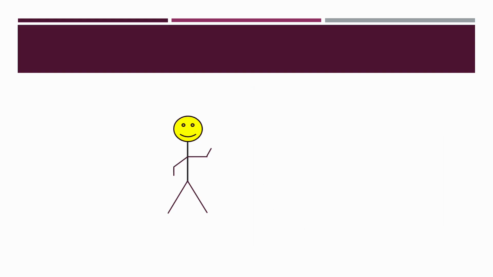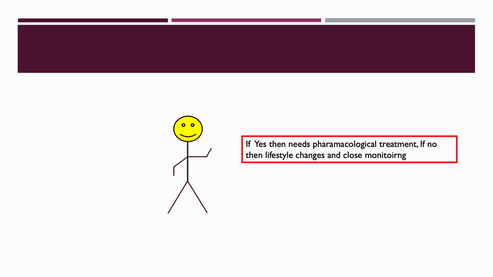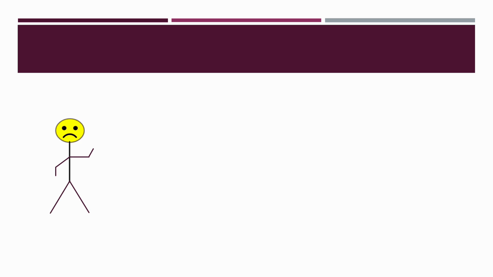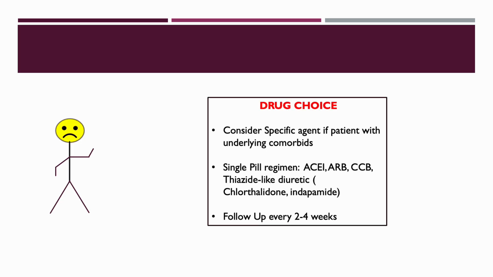If any of these indications is present, then Tom needs pharmacological treatment. If none of these indications is present, then Tom needs lifestyle advice and close monitoring. So let's say after assessment, unfortunately, Tom requires pharmacological treatment. How do we decide which drug to initiate and how do we titrate those drugs? This is what we'll be discussing in the coming slides.